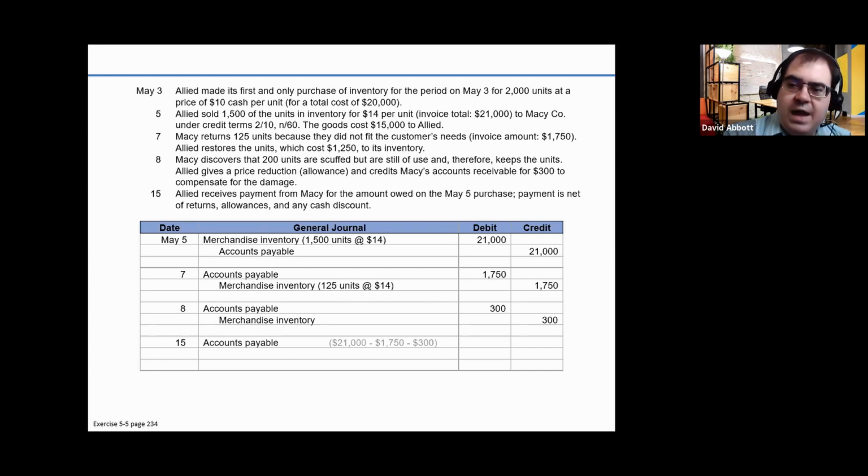And then number 15 is Allied receives payment from Massey for the amount owed. So then you would have accounts payable debit of $18,950, because that closes out the amount that Massey owes. They're paying their bill for what was returned, what they still have, and for the discount that they received for the scuffed product. And then you have to credit the merchandise inventory $379. That accounts for the discount because they're paying within the discount period. And then you'll credit cash $18,571, because that's the amount of cash that is being paid.